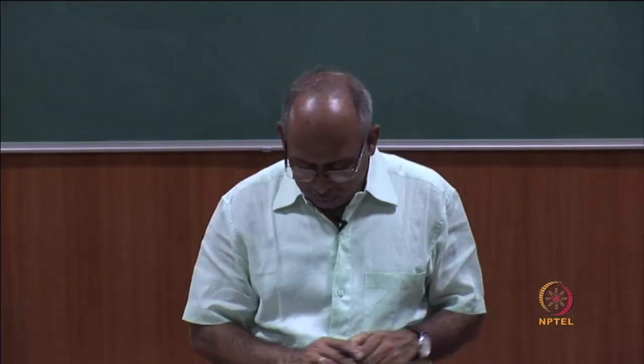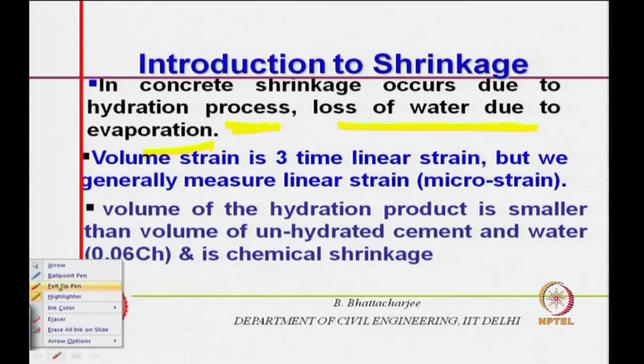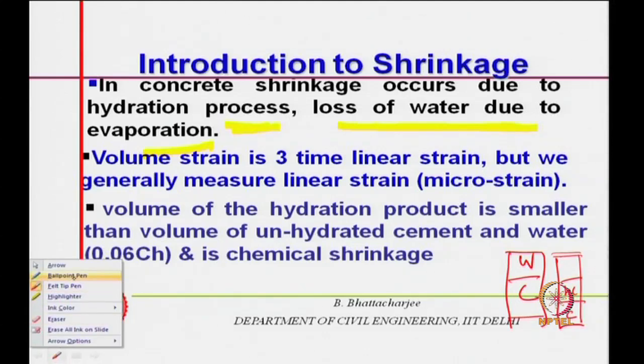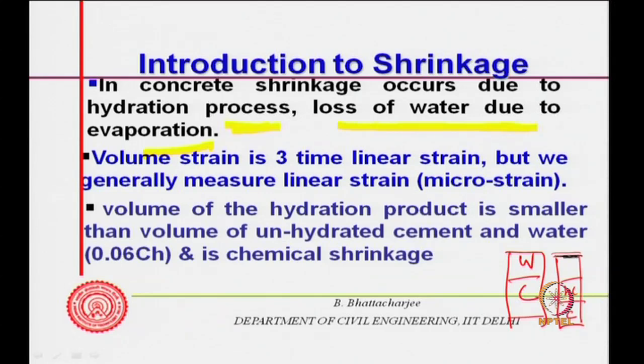So, what is it actually? If you recall back, this was your volume of unhydrated cement, basically C plus W, and finally, there is a reduction in the volume. There is some unhydrated cement, there is some hydrated cement, and all those put together, but there is some volume reduction, which was very much there even in what we have seen earlier. This reduction in the volume is actually chemical shrinkage.